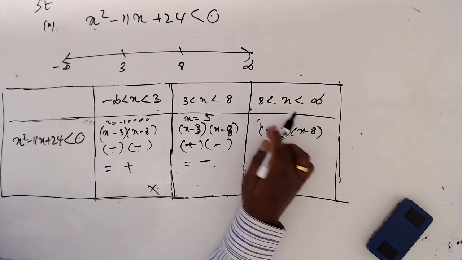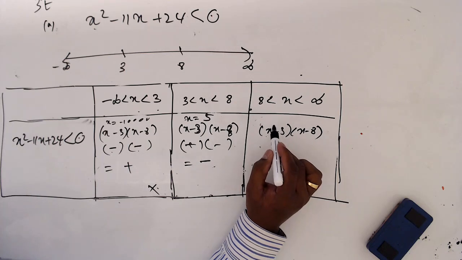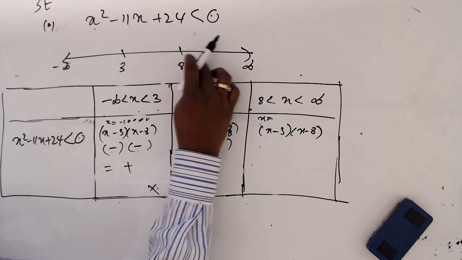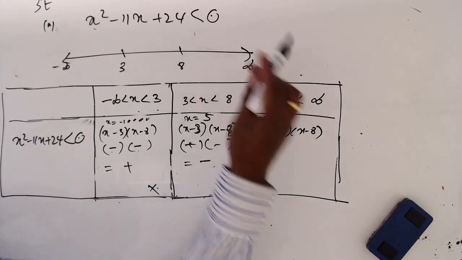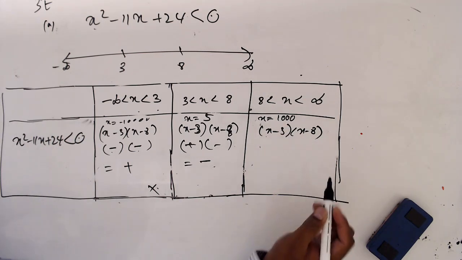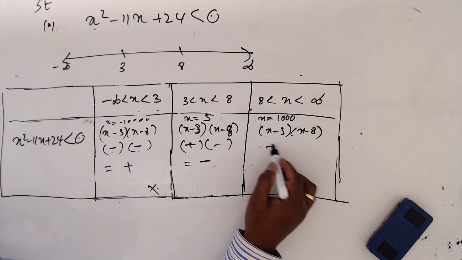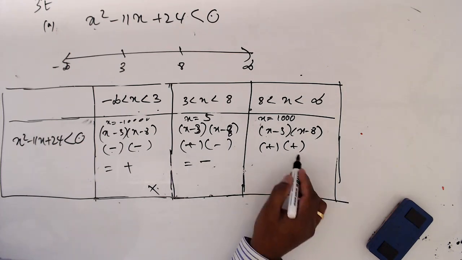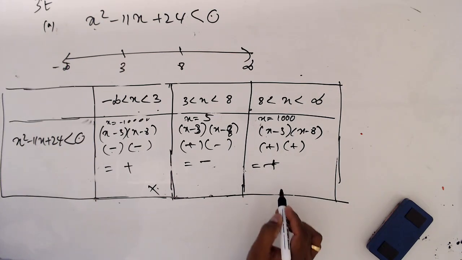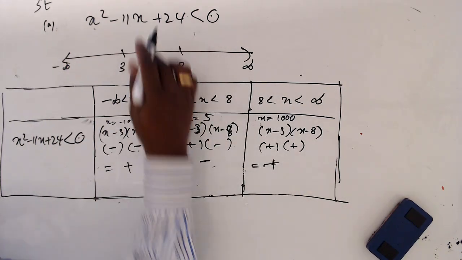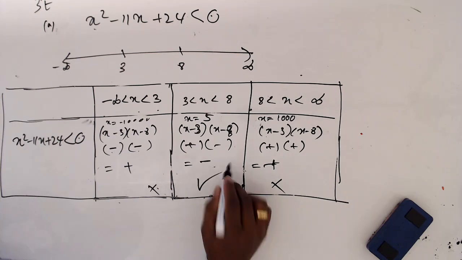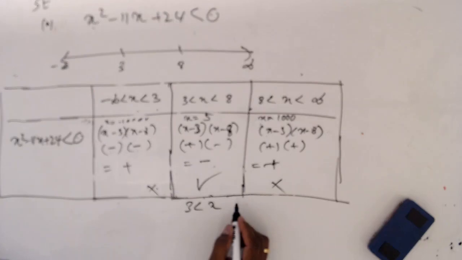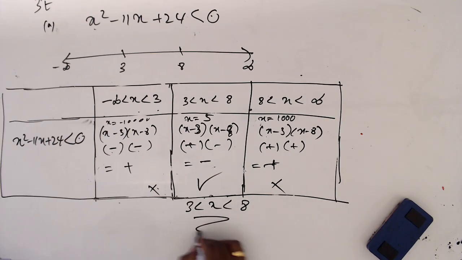Let's check this one. x equal any number from this area, 10,000. Then 10,000 minus 3 is still positive. 10,000 minus 8 is also positive. Positive times positive is also positive. It doesn't match with this interval, but this does match. Then the final answer is 3 greater than x greater than 8.